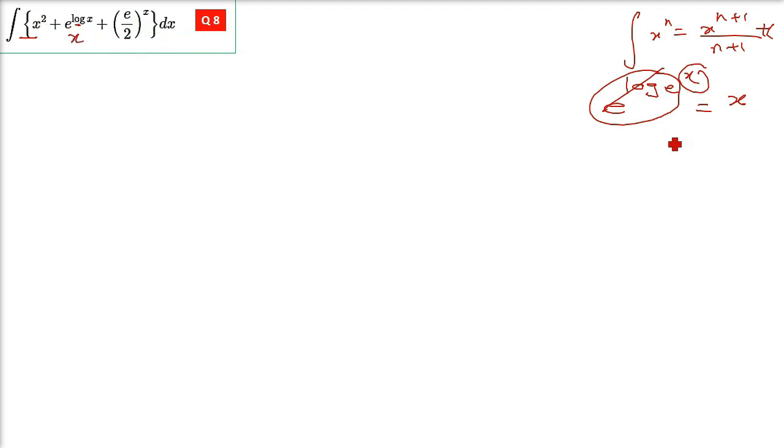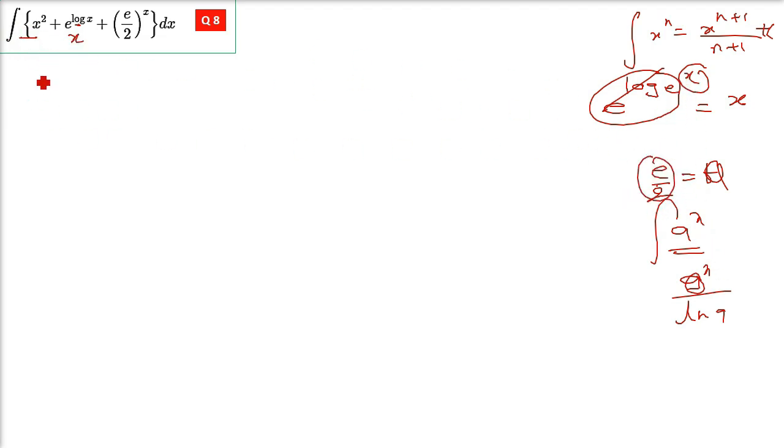Coming to e by 2 raised x. E by 2 is a constant. E is 2.7 something. So we have this e by 2, we call it a. So integration of a raised x is a raised x by ln a. A will be taken as e by 2. Now let us do it.